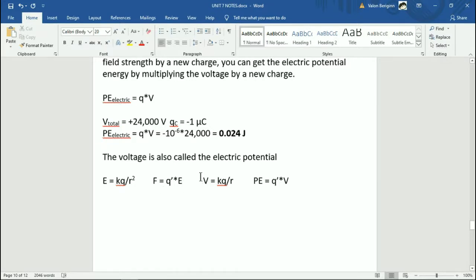So you can see how they're very, very similar to each other, and how you kind of get from one to the other. The main difference, also conceptually, is that these are vectors and these are scalars. Remember, energy is a scalar.